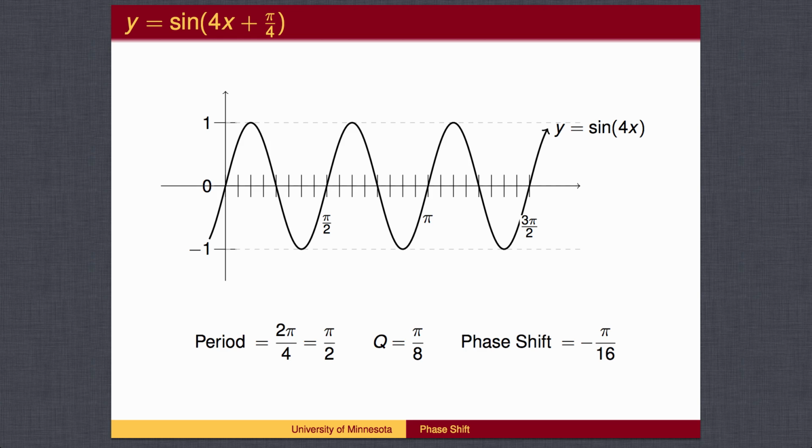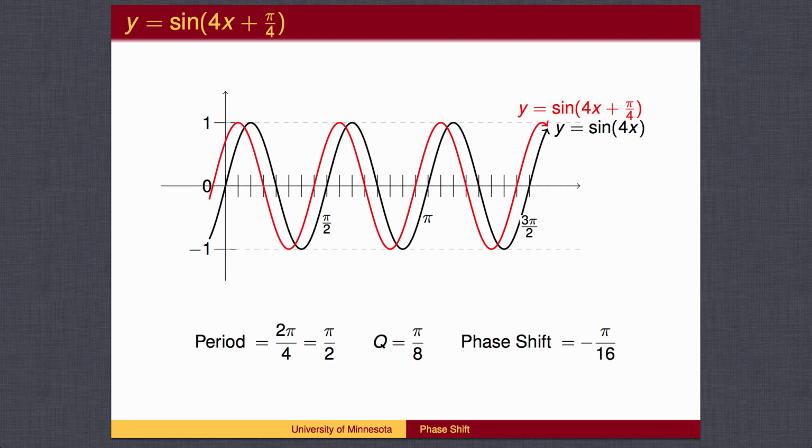Let's restate the key points on the sine wave using the denominator 16. The wave hits the high point at 2 pi over 16, back to the middle at 4 pi over 16, down to the bottom at 6 pi over 16, and back to the middle at 8 pi over 16.